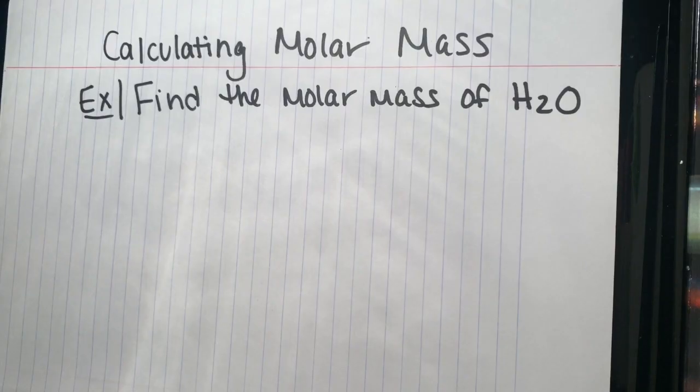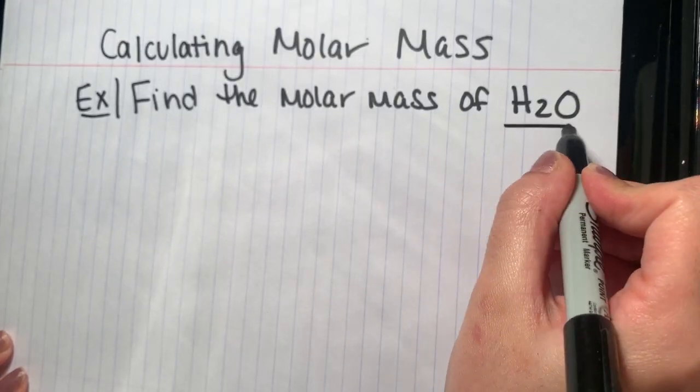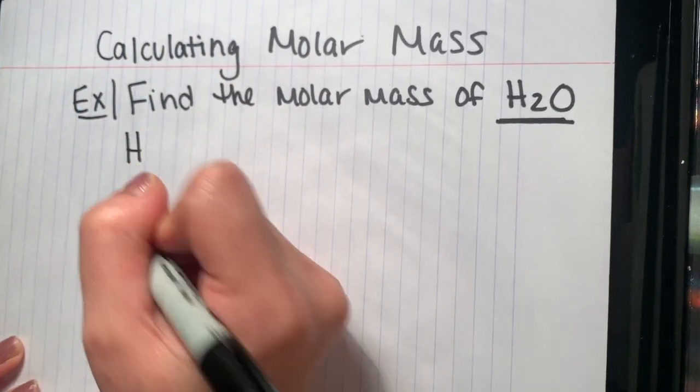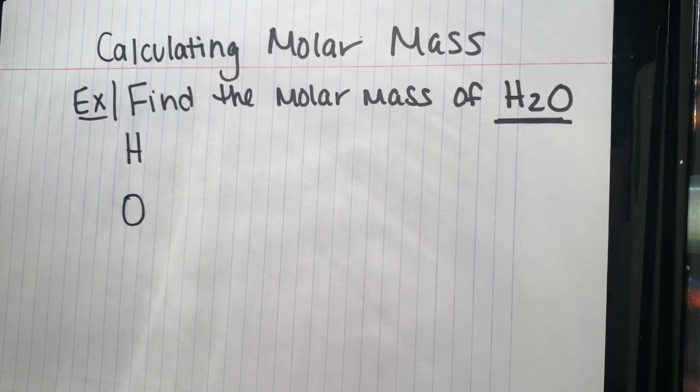All right, so here's an example problem to calculate molar mass. So for our example, we have to find the molar mass of H2O, or water. So step one, I'm going to list out all of the atoms that are in my compound, okay? My compound is H2O. So I know I have hydrogen and I have oxygen. I'm also going to include the subscripts because that indicates how many atoms of that element are in my compound.